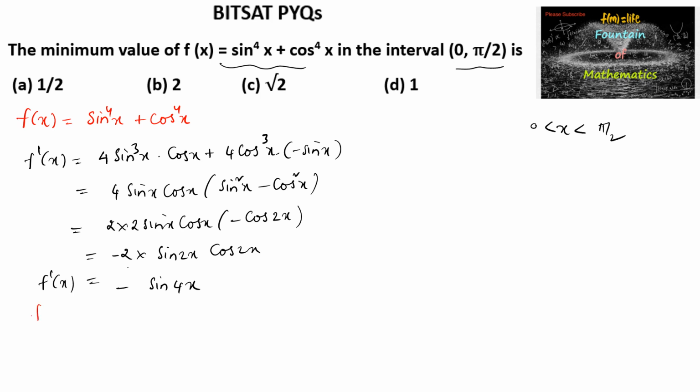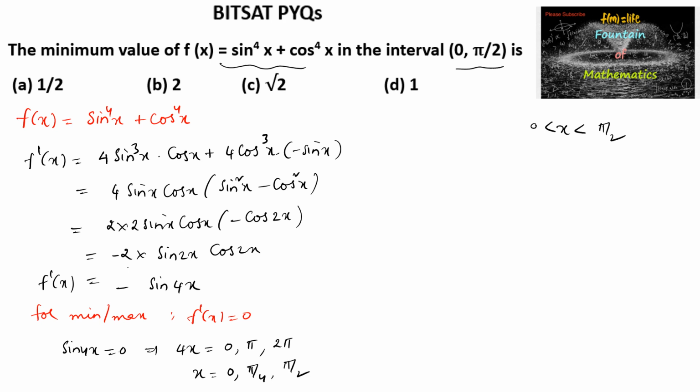For minima or maxima, f dash of x is equal to 0. So we can write sin 4x is equal to 0. So sin theta is 0, that is 4x is equal to 0, or pi, or we can go with 2 pi. Then it implies x is equal to 0, pi by 4, and 2 pi upon 4 is pi by 2.